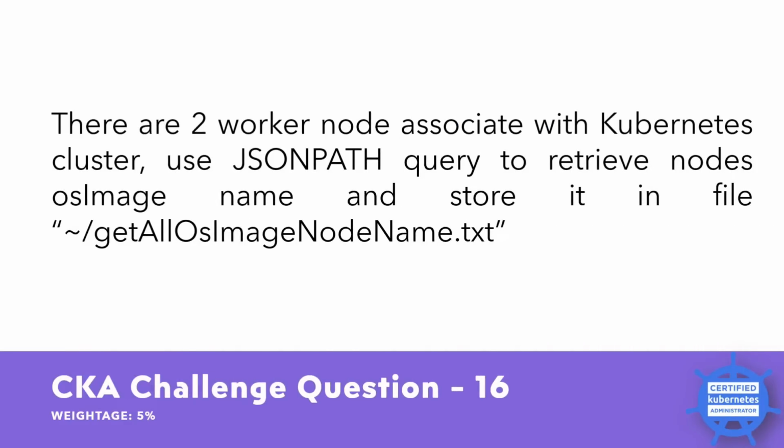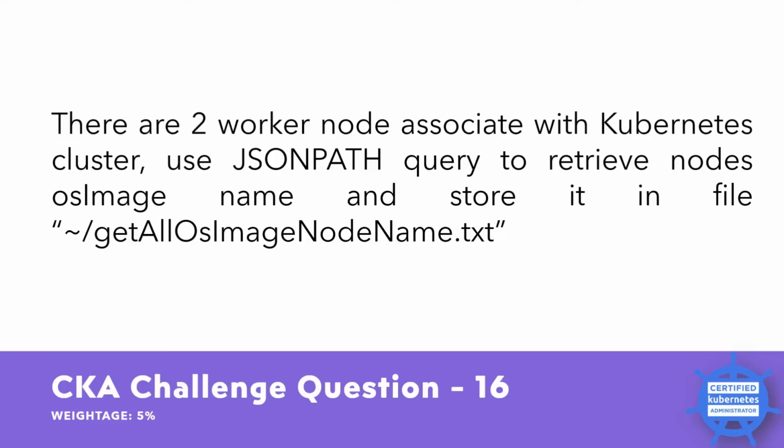This is the CKA challenge question 16. The weightage of this question is 5%. There is a little bit of difficulty in this question, that's why the weightage is 5%. Otherwise, for such questions, the weightage generally would be 4%. There are two worker nodes associated with the Kubernetes cluster.